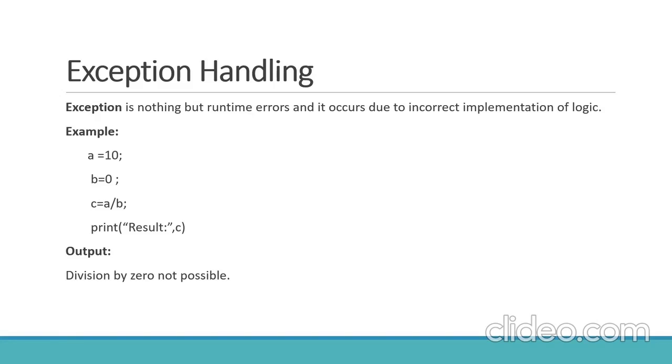If we talk about the example that's on the screen. So in this example, we have A equals 10, B equals 0. And if we divide 10 by 0 and store in a variable C, and if we print the result, we will get error, division by 0 not possible.